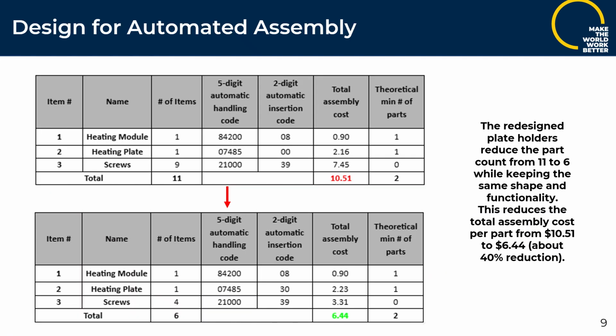Our DFA analysis for the assemblies, both pre and post the redesign, are documented in these tables shown. The newly designed plate holders, which we talked about in the previous slide, help reduce the overall part count from 11 to 6, which in turn drops the total assembly cost from $10.51 to $6.44. This is a 40% reduction, which we consider substantial.